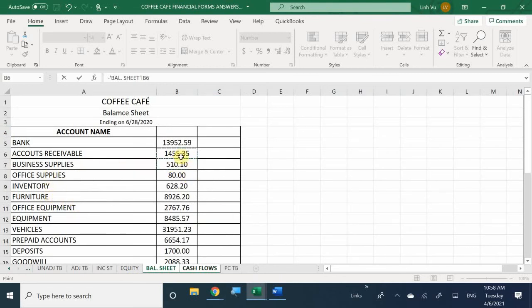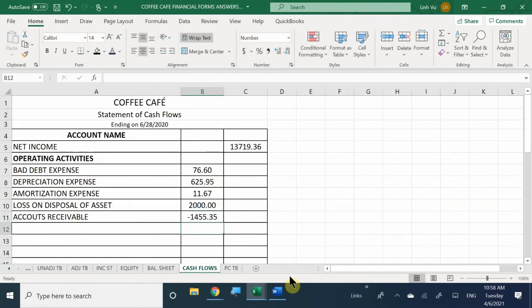So this one. There you go. Yes. So it's cash that we never received. Okay, so it's going to appear as negative.